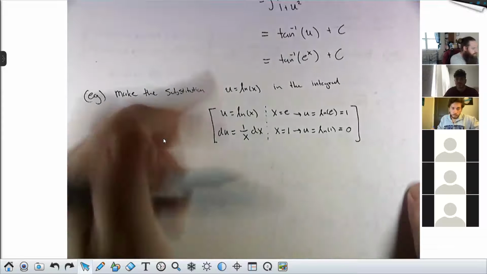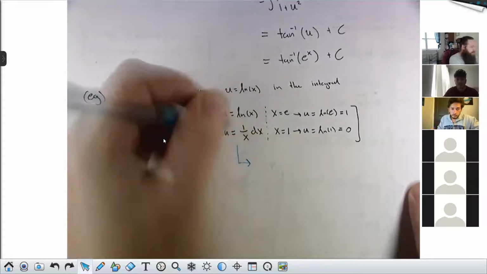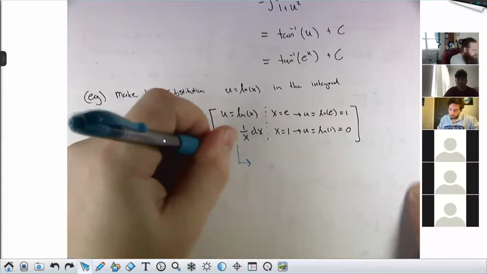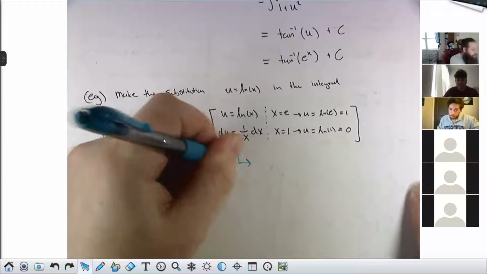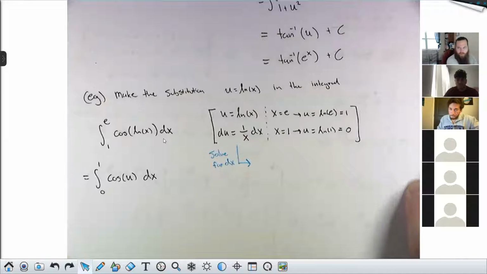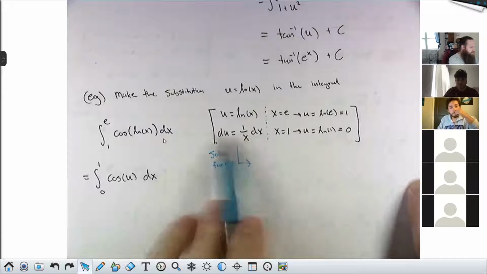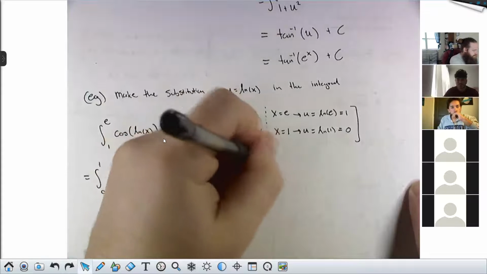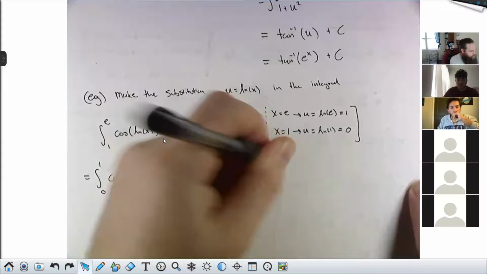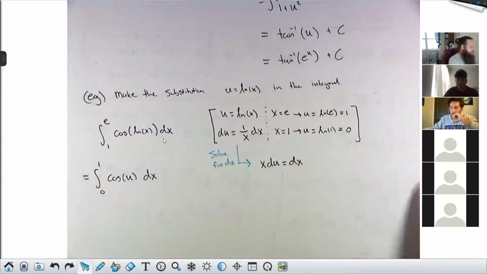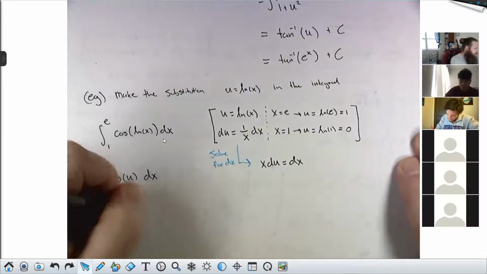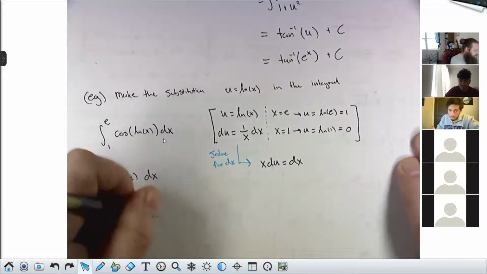I need to remember what we did if we didn't see right away: we would solve this for dx, right? This is how most people learn it in the first place. You solve for dx, then plug that in and try to cancel. So if I multiply both sides by x here, then I get x du is equal to dx. So I could write this as the integral from 0 to 1 of cos of u times x du.